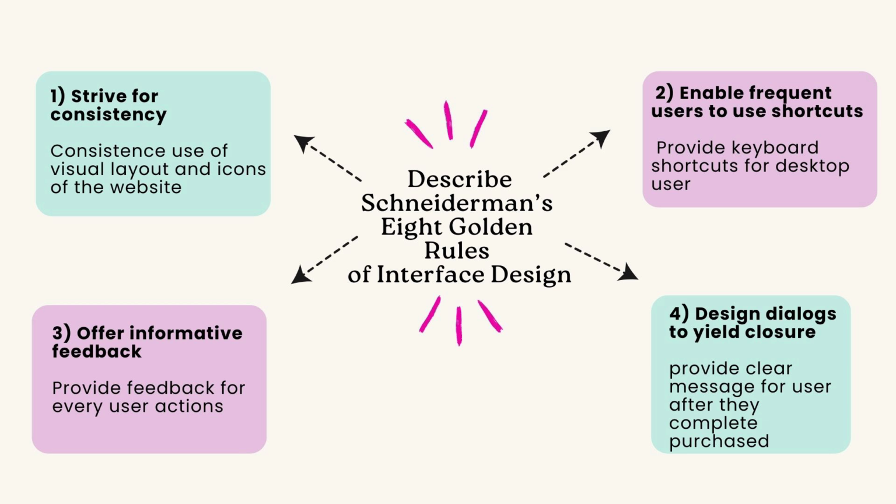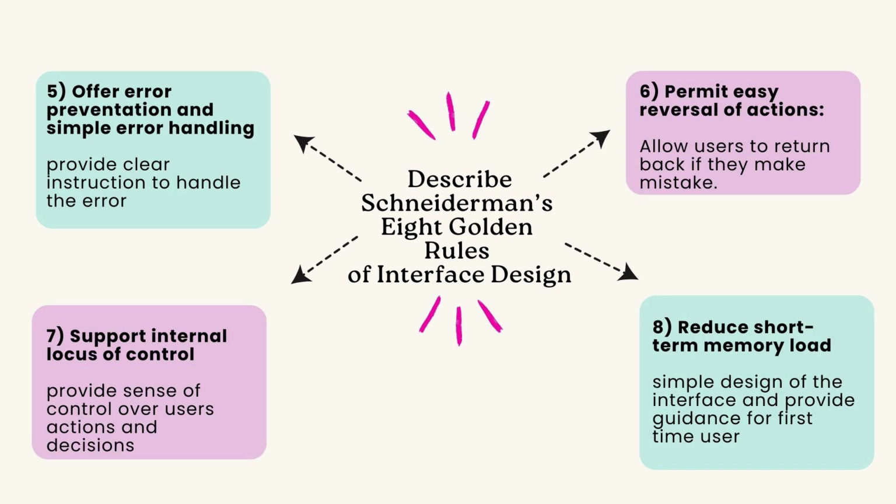For example, we can provide feedback for every user action in the website. The fourth one is design dialogues to yield closure. For example, we can provide a clear message for users after they complete purchasing the product that they already bought. The fifth one is offer error prevention and simple error handling. For example, we can provide clear instructions for users to handle the error that they face.